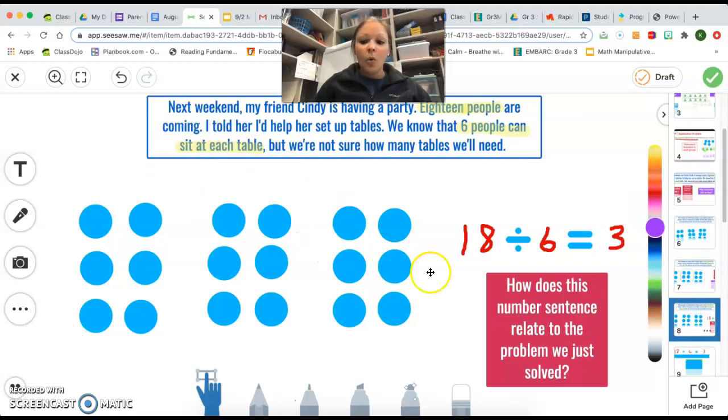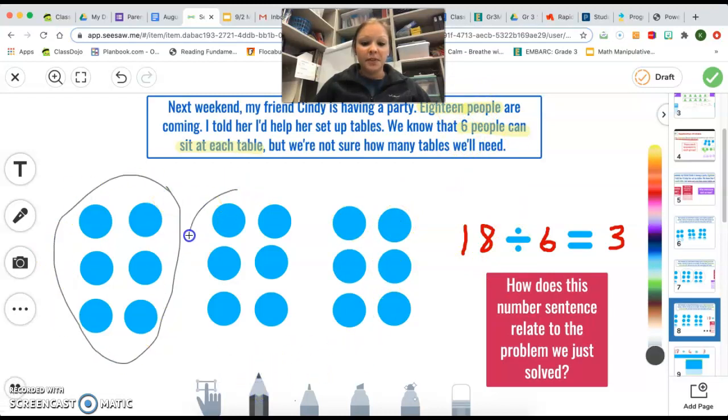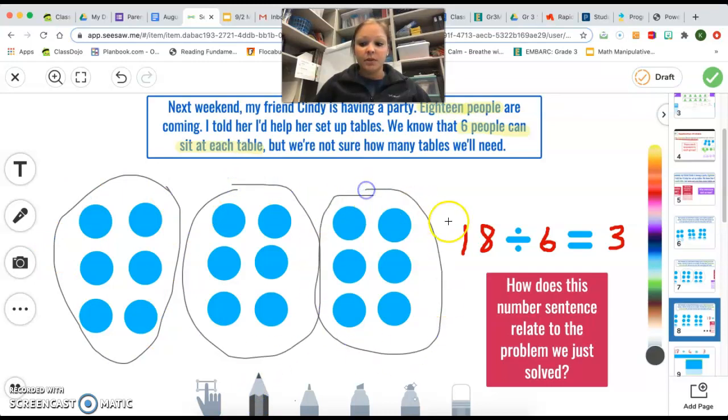So here is our division equation. We have 18 as our total. That's what the problem told us. We divided them into groups of 6. There's 1 group of 6, 2 groups of 6, 3 groups of 6. So we know that we have 3 tables or 3 total groups, which is what our question asked us. We didn't know how many tables we'd need. Now we know we need 3 tables.